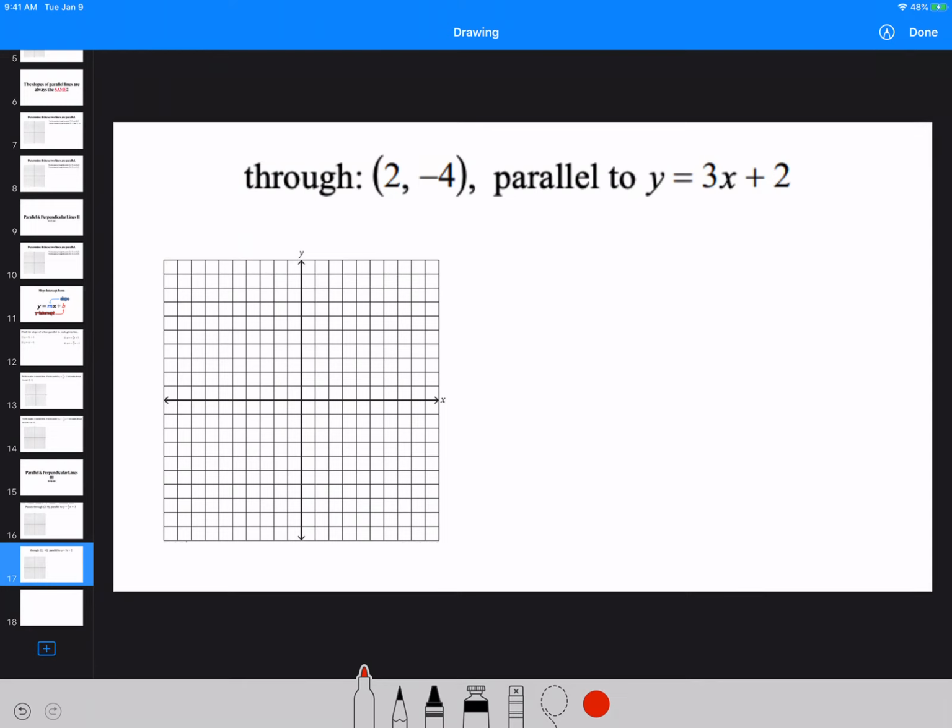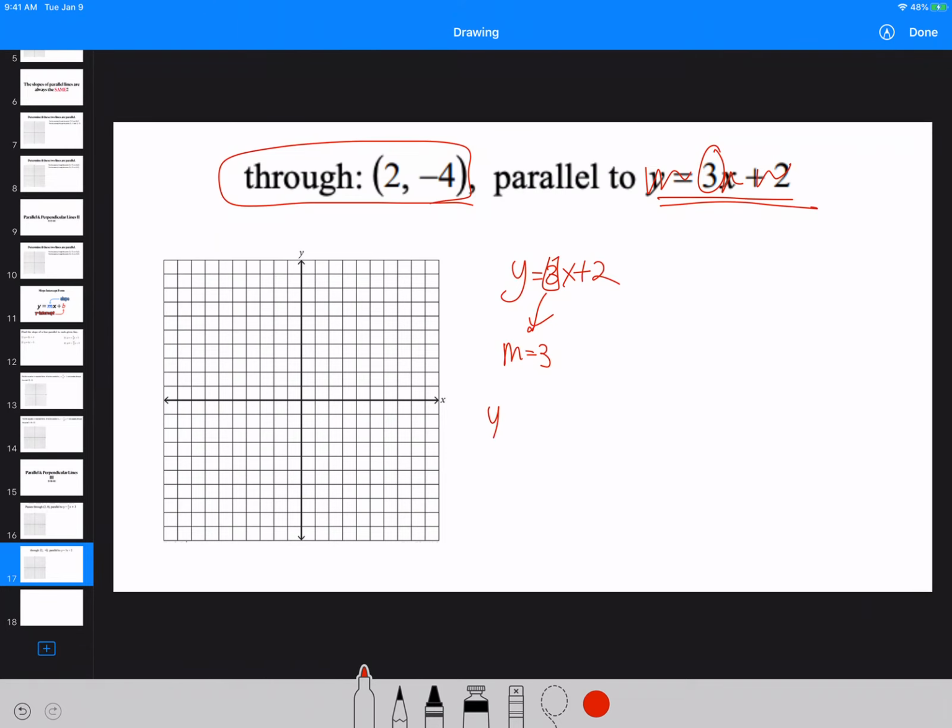Okay, so now I'm assuming that you have it. Now, parallel to y equals 3x plus 2. So I want to make sure that my slope is going to be 3, because that is the takeaway. That is the only thing you take away from this equation. Disregard the y, the x, and the 2. You're only focusing on the slope. Then you're looking for the equation that goes through (2, -4).